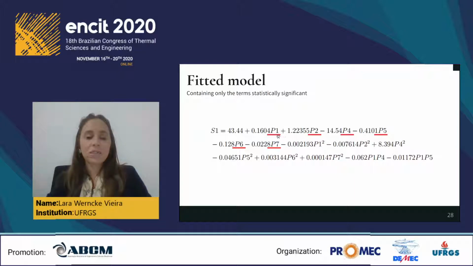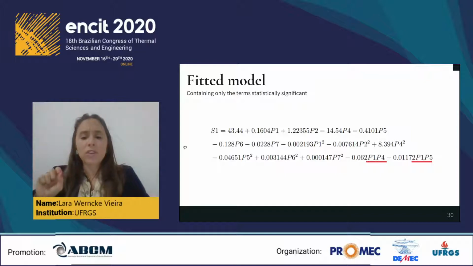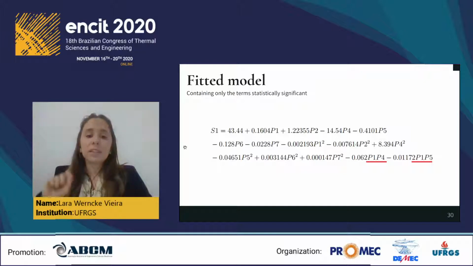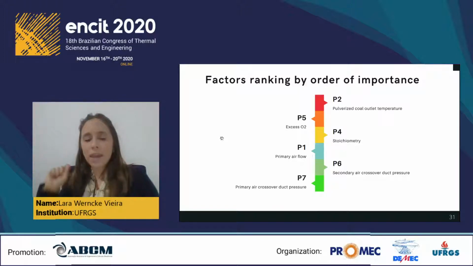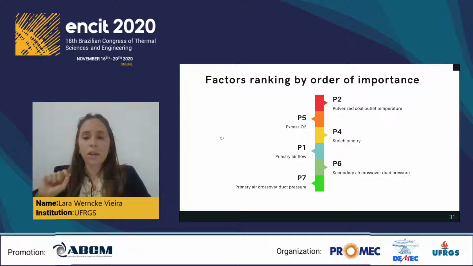And here we can see the individual terms, the linear terms of the parameters, then the square terms, and finally the interactions. And why do we just have two terms of interactions in here? Because the other ones were not statistically significant, and that's why they are not in the model anymore. So we use this equation. We analyze the terms, and we could rank the factors by order of importance, considering the impact of each of these parameters on the steam generator efficiency. The parameter with the highest impact is the pulverized coal outlet temperature, followed by excess O2, and then stoichiometry, primary airflow, secondary and primary air crossover duct pressure.